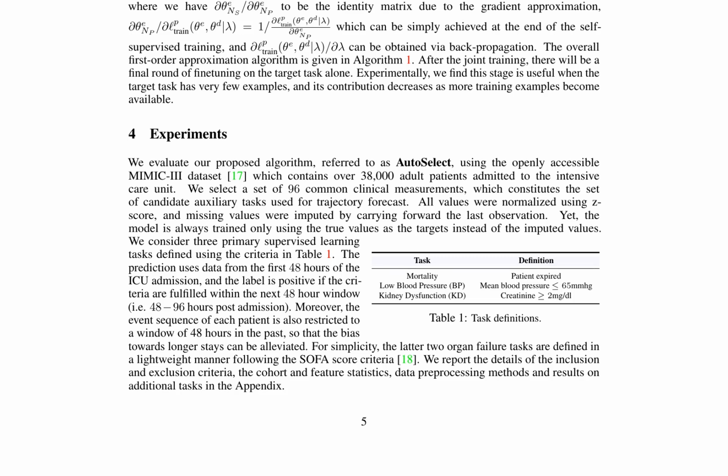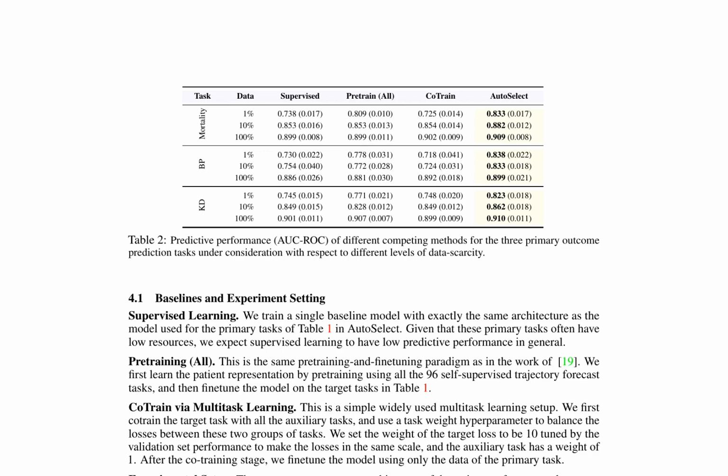The overall algorithm is given in Algorithm 1. The authors evaluate auto-select using the MIMIC-II dataset, which contains over 38,000 adult patients admitted to the intensive care unit. The dataset is preprocessed by normalizing the values using z-scores and imputing missing values by carrying forward the last observation. The authors defined 3 primary supervised learning tasks: mortality, low blood pressure, and kidney dysfunction.